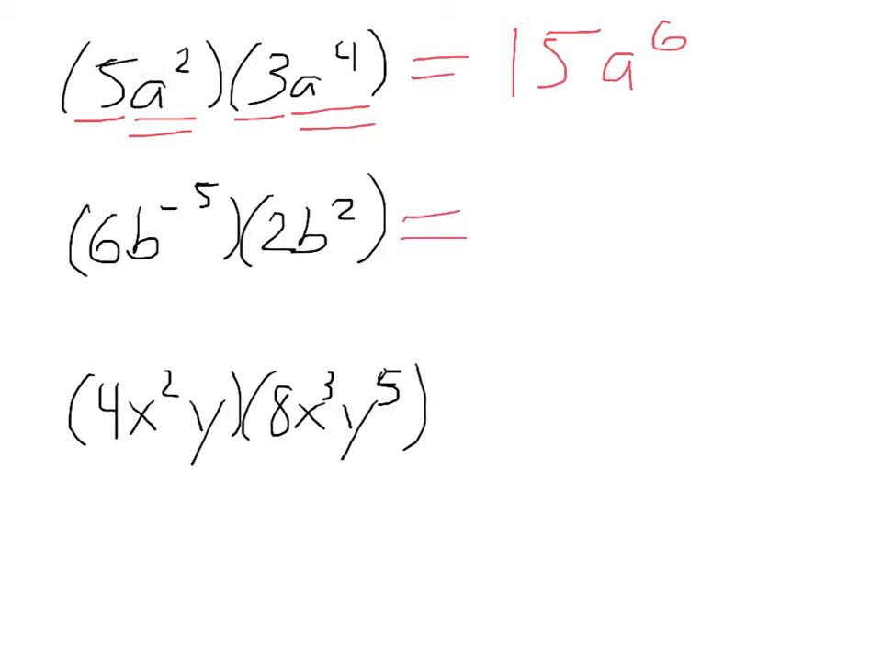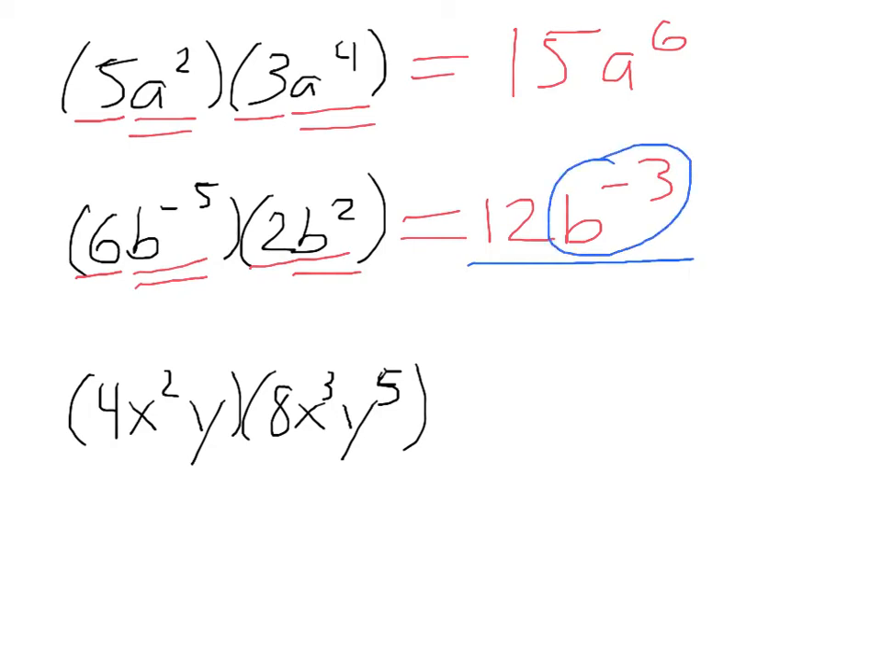6b to the negative fifth and 2b squared. 6 and 2 is 12. B to the negative fifth times b squared, well, that's b to the negative third. Oh, negative exponent. I think what I'll do is I'll make my fraction bar. I'll circle the power that's negative. Move it down below, which gives me 12 over b cubed.